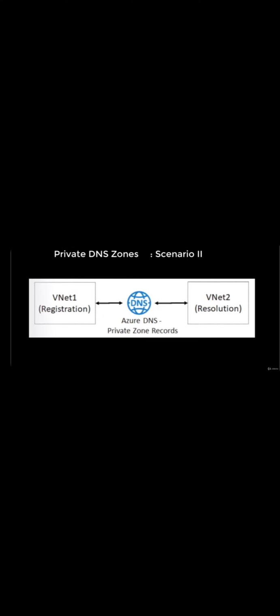The second scenario is where you would need name resolution across multiple virtual networks. And this is probably the most common usage for DNS private zones. The picture that you see here is a simple version of this scenario where there are only 2 virtual networks, VNet 1 and VNet 2.